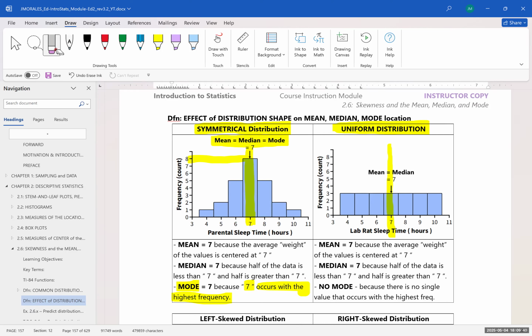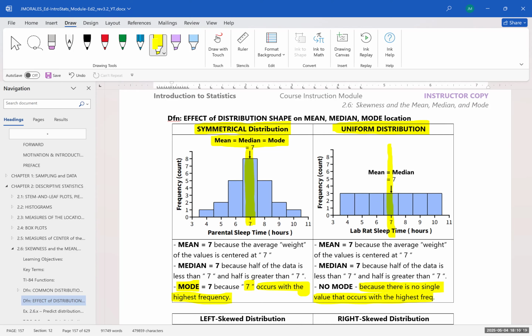Now, by contrast, the uniform distribution on the right doesn't have a mode, right? It does not have a mode because there is no single value that occurs with the highest frequency. All of them occur with equal frequencies, so they all can't be modes. It is possible to have two modes or three, even three modes, in a distribution, but not where every single value, every single datum, is a mode. So this uniform distribution doesn't have a mode. I'd say the mode is undefined here.